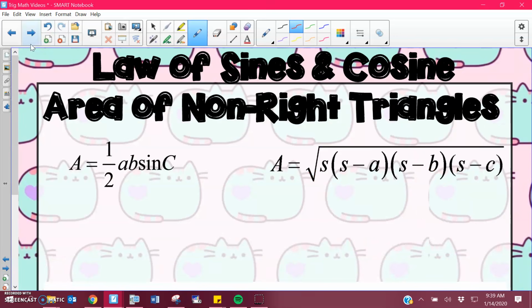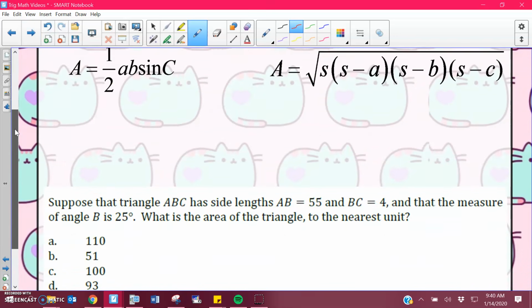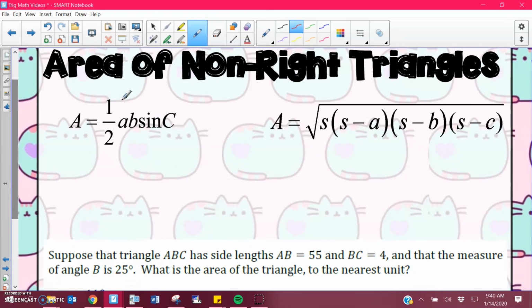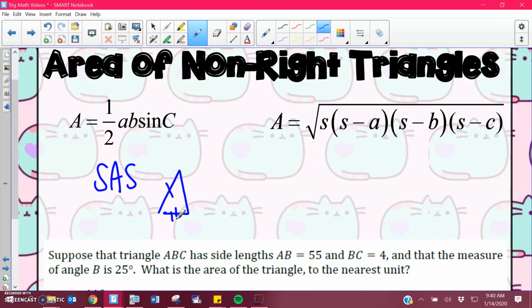The last thing they might ask you to do is find the area of these weird types of triangles. So these are the 2 formulas that you can use to find area. They have names, I don't even care. This first one, 1/2 ab sine C, you're going to use if you have a side-angle-side triangle. So again, if you have 2 sides and the angle between them, kind of like what you used for the law of cosines, you can use this formula.